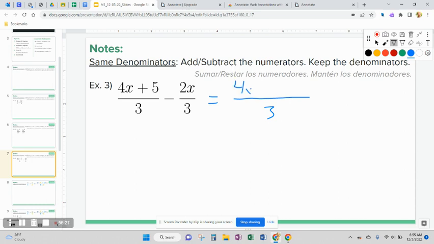We'll have 4x plus 5 minus 2x. Let's remember that the 4x and the minus 2x are like terms here, so we can combine them together. We'll have everything over 3 still. We'll have 2x plus 5. And we're going to stop there because we can't combine the 2x plus 5. They are not like terms. And if we check to see if we can simplify anything down to lowest terms, we really can't, because there's not going to be any common factors between the 3, the 2, and the 5. So we can leave our problem as is right there.